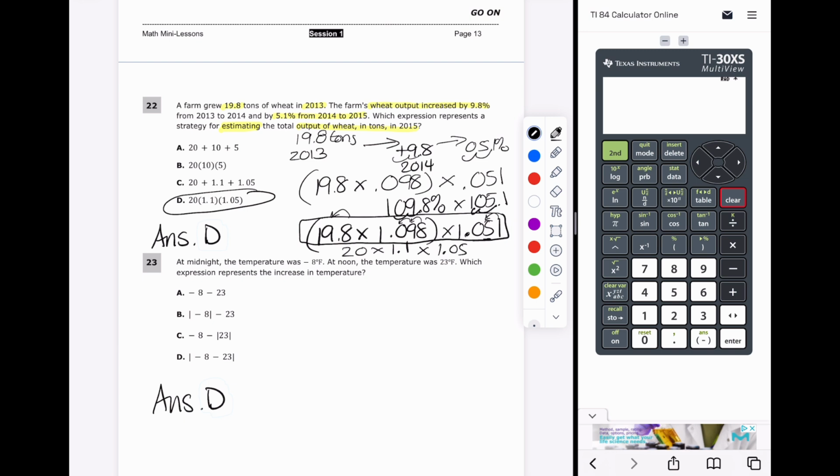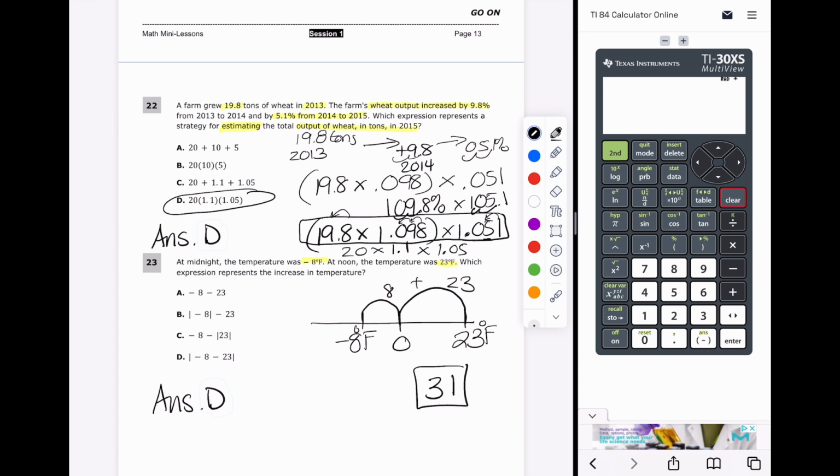At midnight, the temperature was -8. But at noon, the temperature was 23. So let's make a visual. I'm passing 0. So I was at -8 degrees, and then I went to positive 23 degrees. And I want to know what was the increase. I draw this out here with the 0 because I know that my distance is going to be more than 23. To just get from -8 to 0 is 8. And from 0 to 23 is 23. So I add these two together, and I get 31.